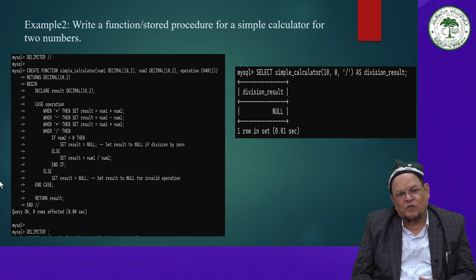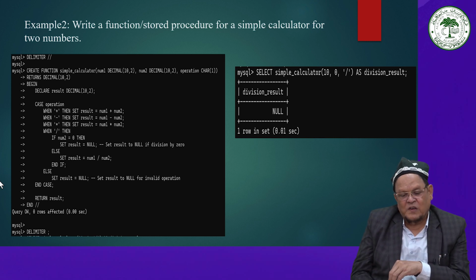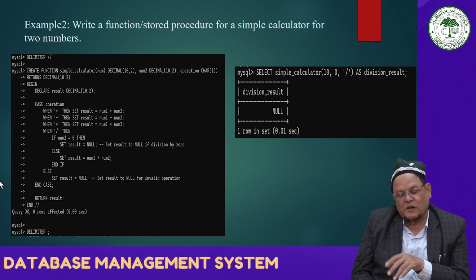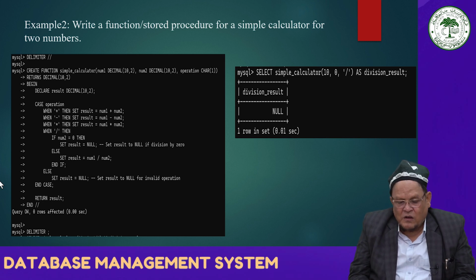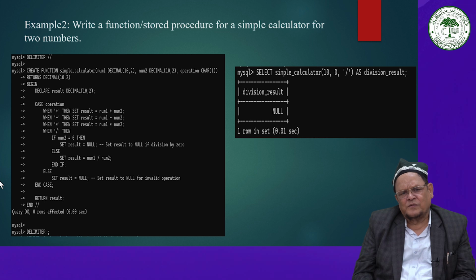In this way, we are able to handle each case. So if you call the function, SELECT simple_calculator(10, 0, '/') for division, the result is NULL, because something is divided by 0. In this way, we are able to write a function. I hope you will use it on your system, run it, and try to write more programs. Next lecture we will discuss more.